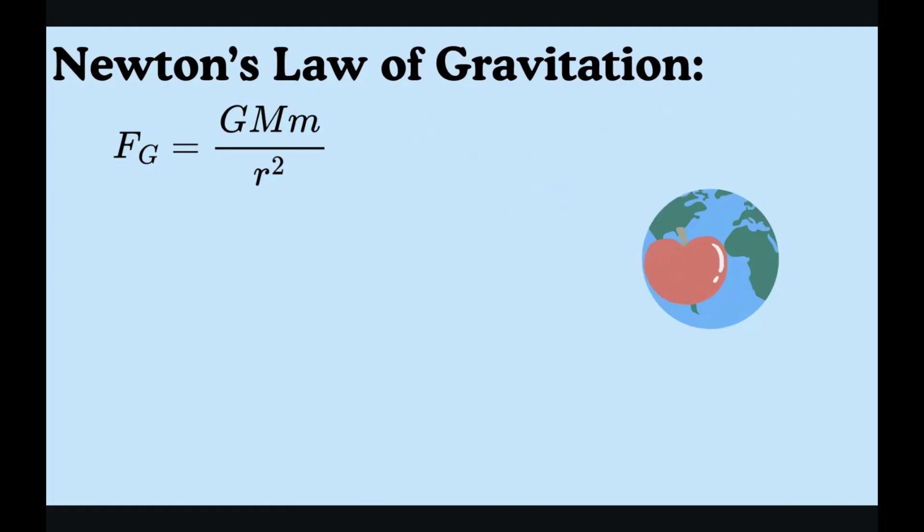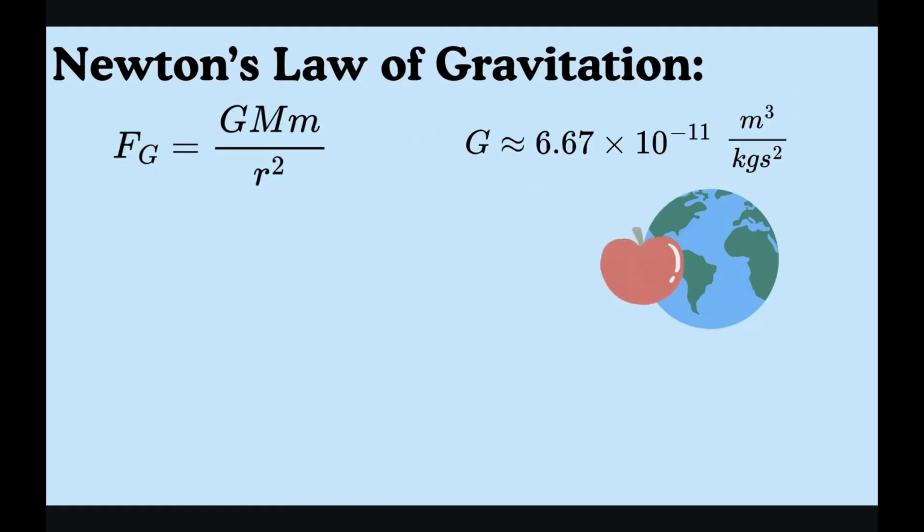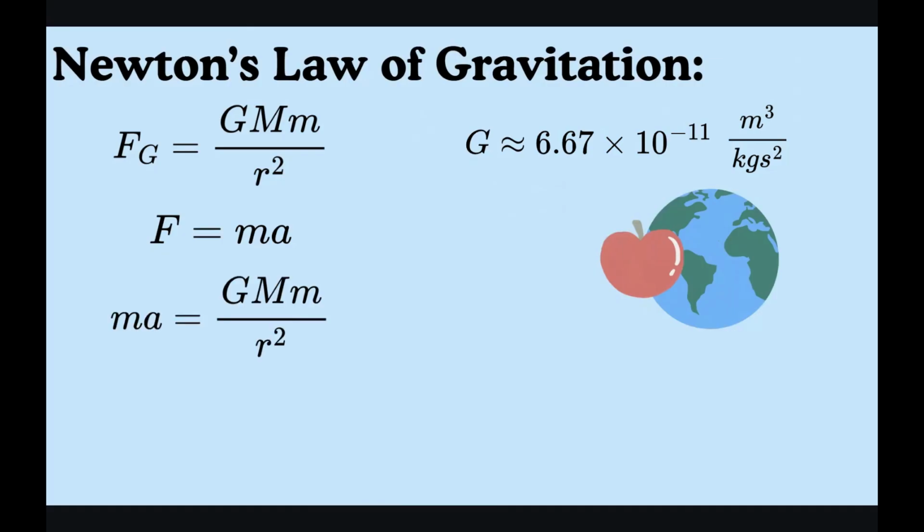In this case, G is a constant which was discovered by a later scientist and is approximately 6.67 times 10 to the negative 11th meters cubed over kilograms seconds squared. From here, we can use Newton's second law, which is force equals mass times acceleration, to describe the force on the apple. Then we can set the force of gravitation equal to the force on the apple, saying that the mass of the apple times its acceleration is equal to G times the mass of the Earth times the mass of the apple over r squared.